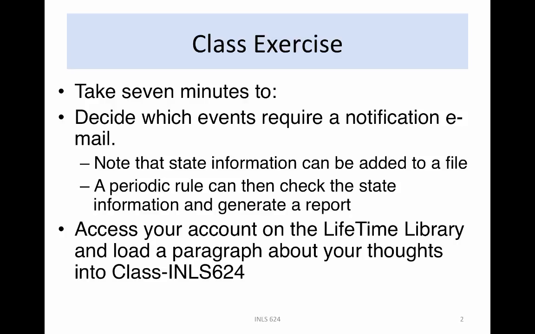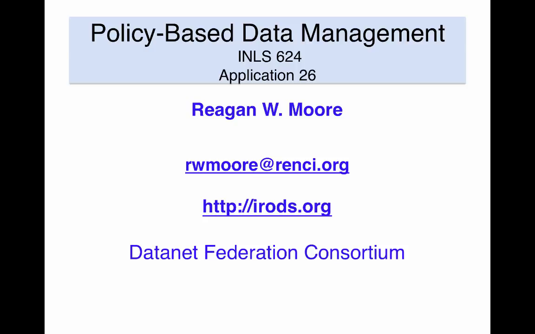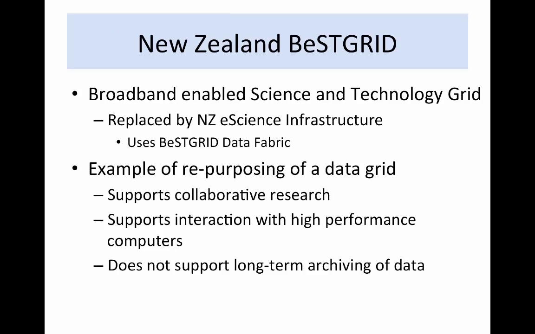New Zealand has established a national grid that links the academic institution within New Zealand. The original data grid provided a collaboration environment for researchers. This was augmented with a grid that links computational resources. The Broadband-Enabled Science and Technology Grid, or BeSTGRID, links computing resources across academic institutions in New Zealand. The Compute Grid is linked to a data fabric that manages data for research collaborations.